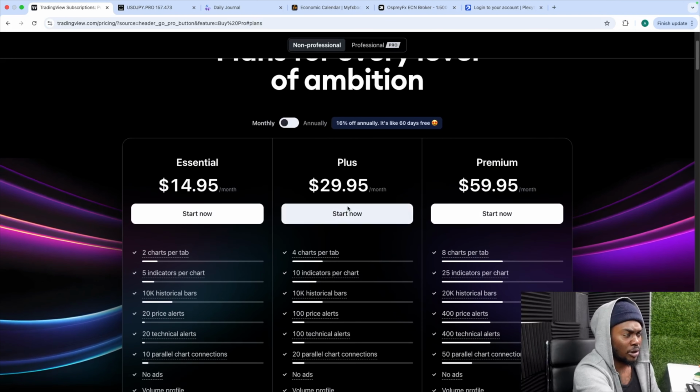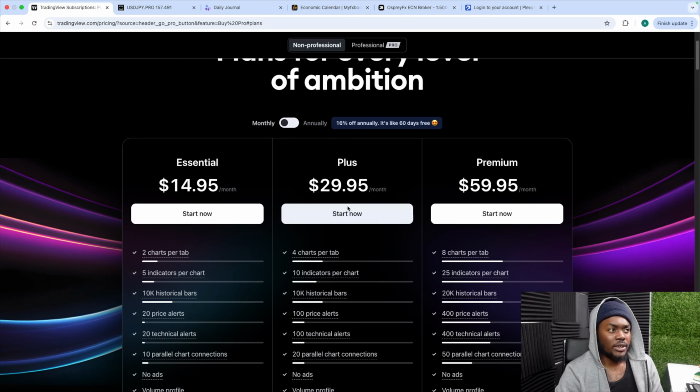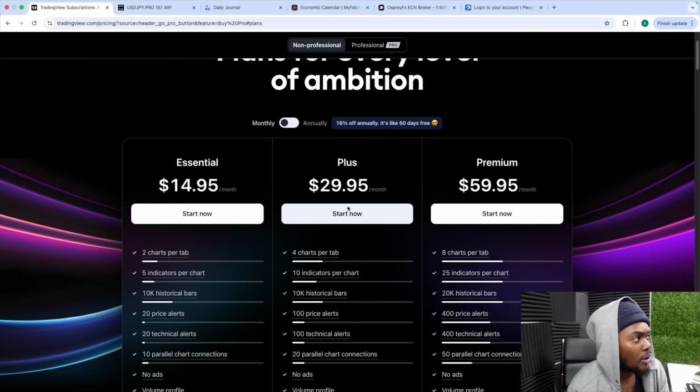I usually do this by the month. Sometimes I pay for the whole year, but I think $30 a month isn't bad. I'll probably catch a couple of trades and then pay for the whole year, which is what I do 90% of the time. But for now, I'll probably just do the monthly, or even the Essential or maybe even the Premium. I suggest you guys do one of them. I usually only do the Plus, so I usually do $30 a month. It's just easier for me.